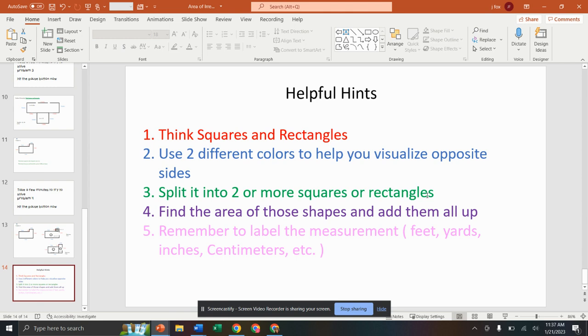And then if you get confused about lines, I don't have this on here, think, does that line just stay within this shape? And then at the end, remember to always label all the measurements, if it's feet, yards, inches, centimeters, etc. Okay?